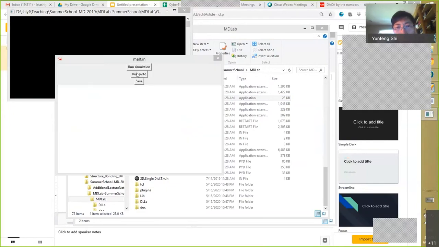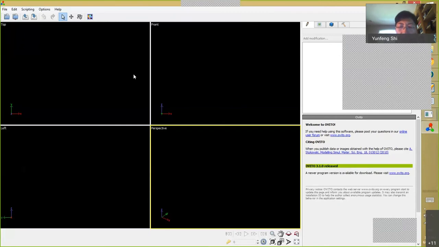Now you see that you can run the simulation or run Ovito, which is a visualizer. So you're going to run the simulation first, then you run Ovito. Okay, so you run simulation. It's very quick. Now, after it goes back from gray, you can run Ovito. Okay, so this is your Ovito interface. We already ran the MD simulation.